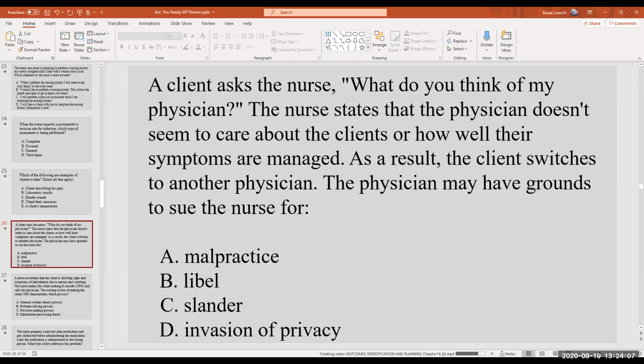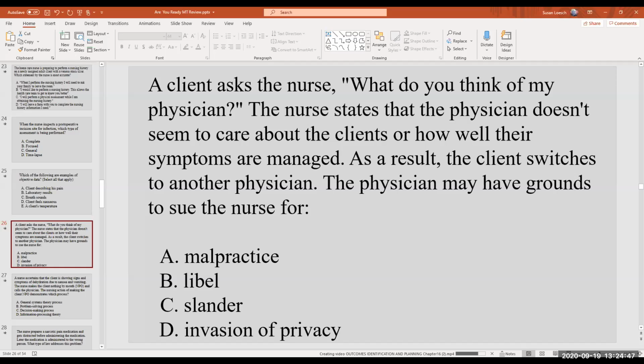Okay, slander is oral defamation of character. So when I slander someone, I'm talking about them. Libel is when I write something, written defamation of character. So slander, I'm talking. Libel, I'm writing. Okay, malpractice. What's that?